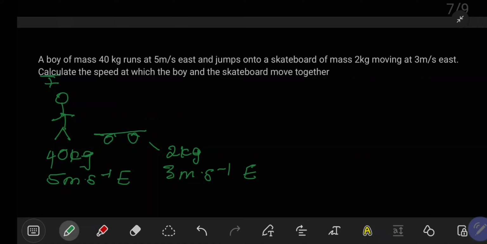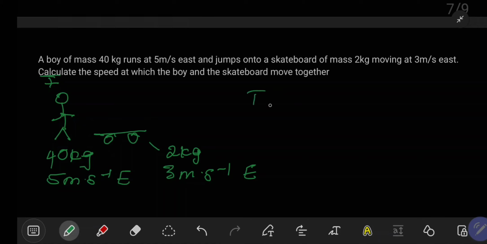Then on the final stage, the boy now jumps on this skateboard, which was moving at a certain velocity. So the final stage is that the boy jumps on this moving skateboard. The boy now is on the skateboard. They want us to calculate the speed, the velocity at which the boy and the skateboard are moving together.